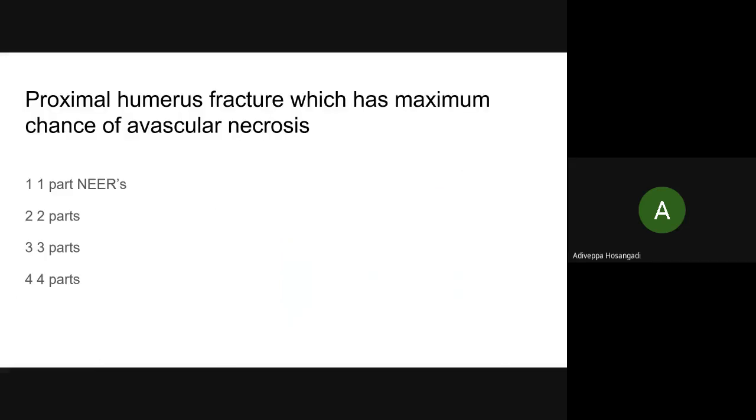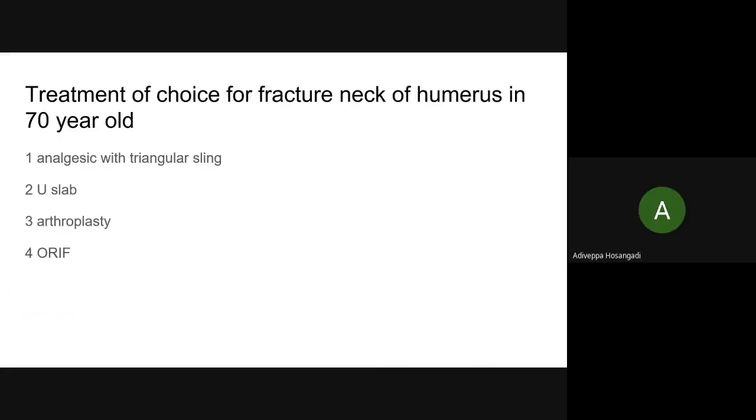Okay, some questions. Proximal humerus fracture which has the maximum chance of avascular necrosis: 4 parts. Quick. Treatment of choice of fracture of humerus in a 70-year-old: arthroplasty.